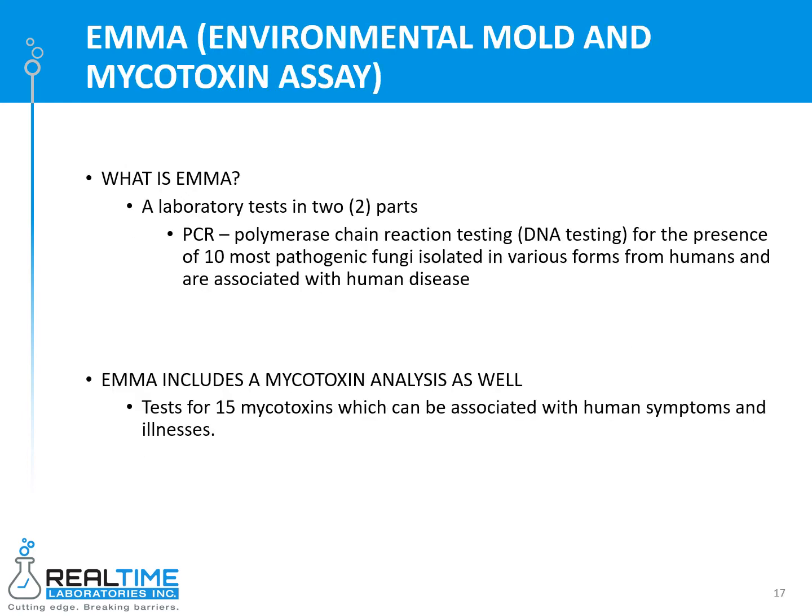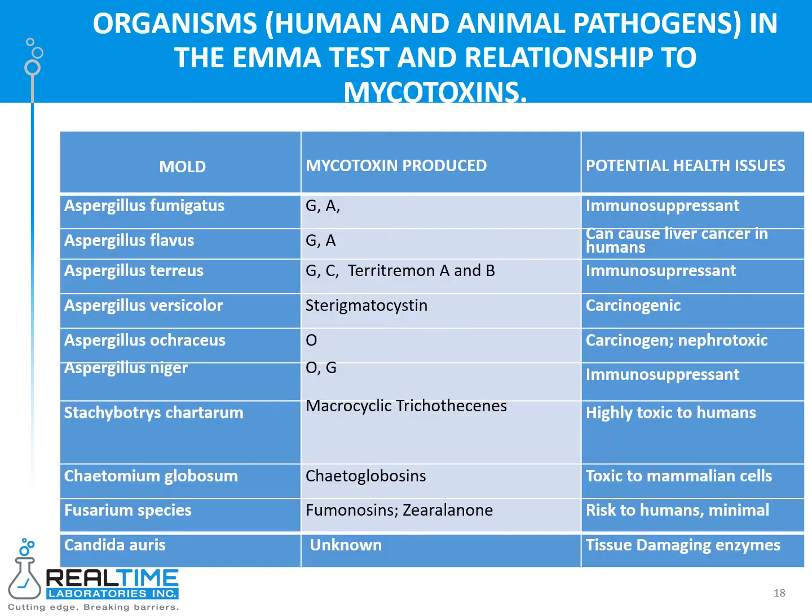The EMA is the test that is offered by RealTime Lab, and it's a laboratory test in 2 parts. It has PCR, or polymerase chain reaction, testing DNA for the presence of 10 most pathogenic fungi, and then it does 15 mycotoxins, which are associated with human symptoms and illnesses.